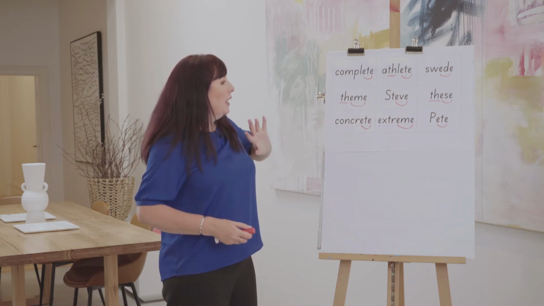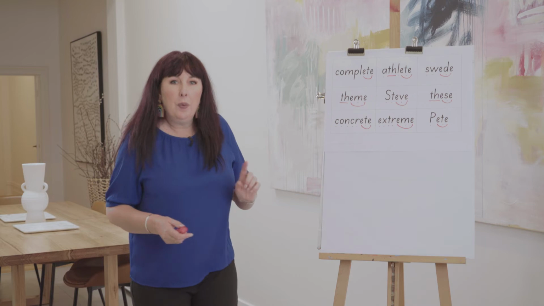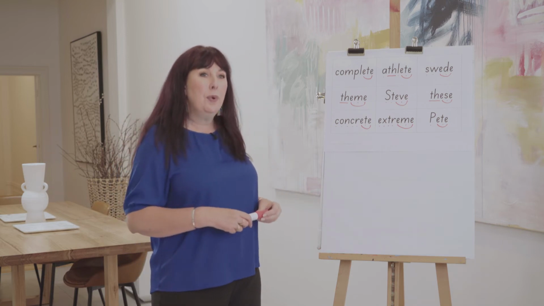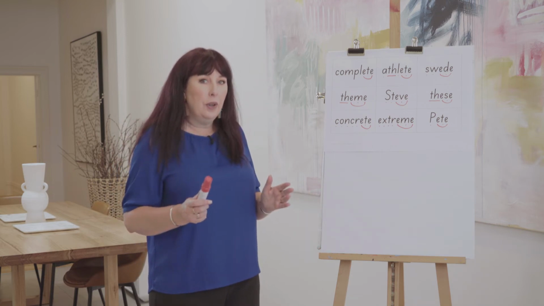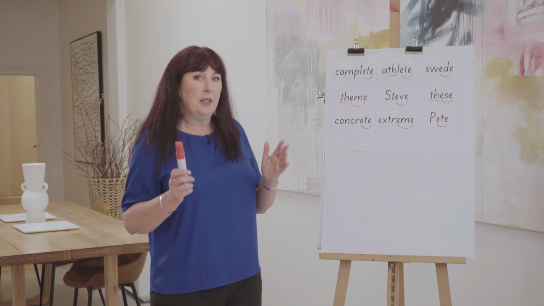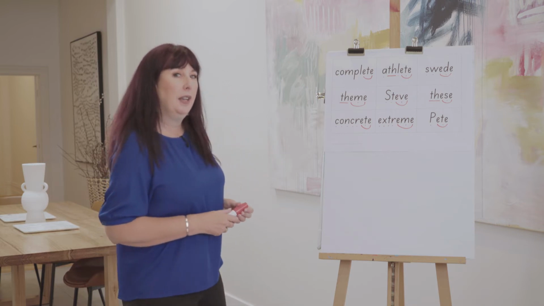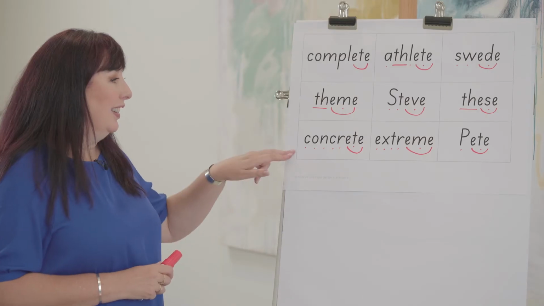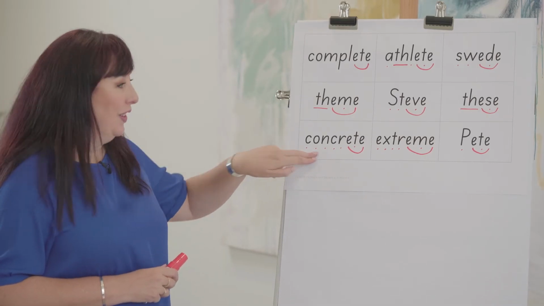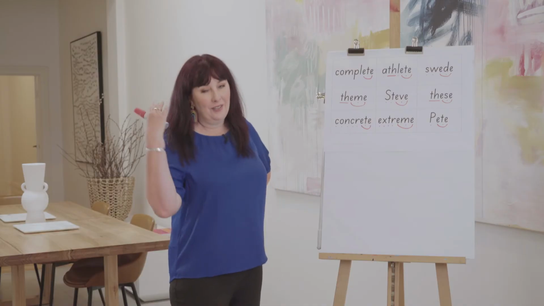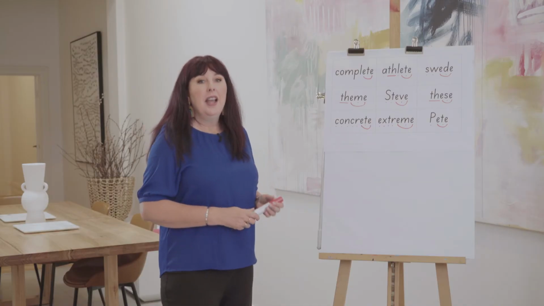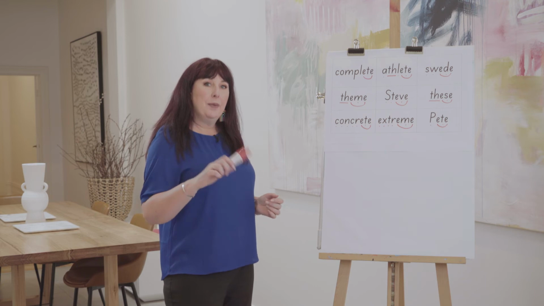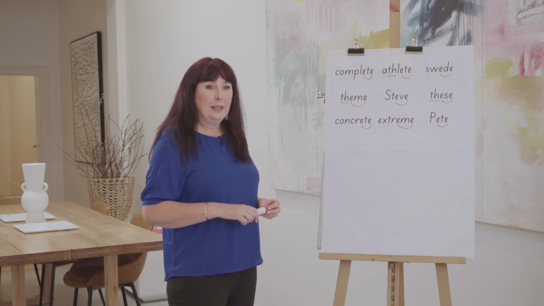Good job. Can you remember, I want you to see if you can find, and you can point on the screen, what's our key word for this split digraph E? Can you find our key word? Our key word is concrete. Yep, did you find it in the bottom row? Just here? If you did, give yourselves another pat on the back. And now it's time for you to get a pen and paper because we're going to do some spelling.